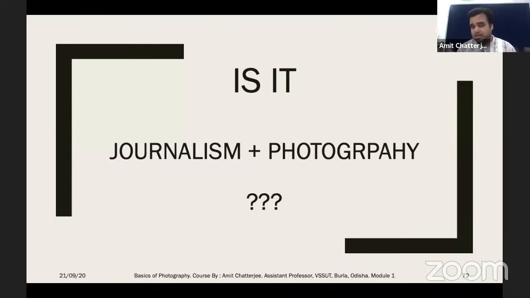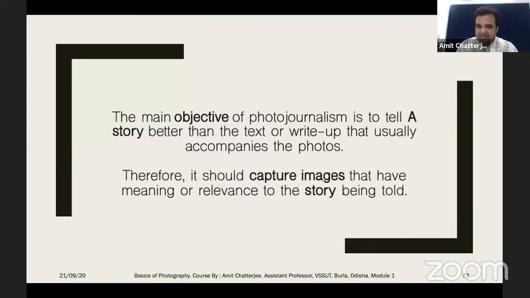So is it journalism plus photography? Sometimes yes, sometimes no. When we talk about journalism, it's about reporting something. When you talk about photography, it's about documenting something. So photojournalism is what? The basic objective of photojournalism is to tell a story better than a text or a write-up that usually accompanies photographs. So basically, photojournalism is telling a story through a photograph.